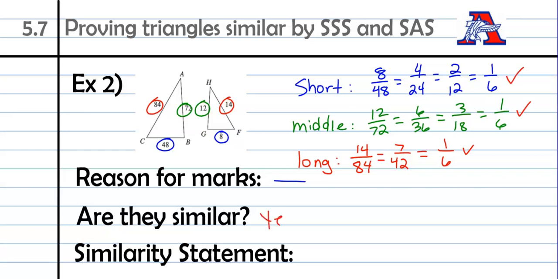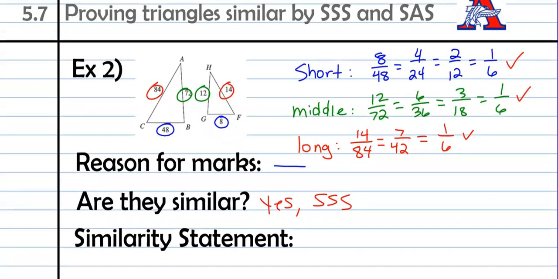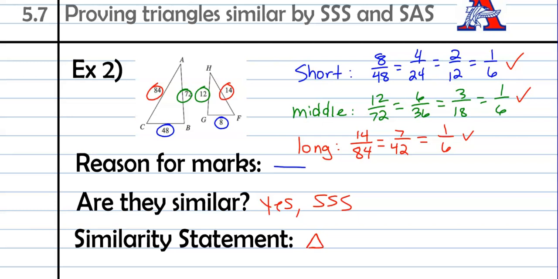So are they similar? Yes, by side, side, side. All three of our sides are proportionate. So our similarity statement, I'm just going to go ABC, keep it in alphabetical order. Why not? Similar to, so what did I do? I went green, blue, red. So I got to go green, blue, red. Green, blue, red. So HGF.